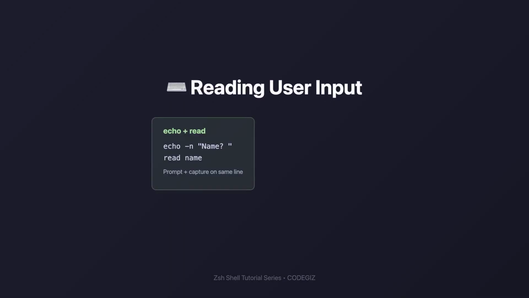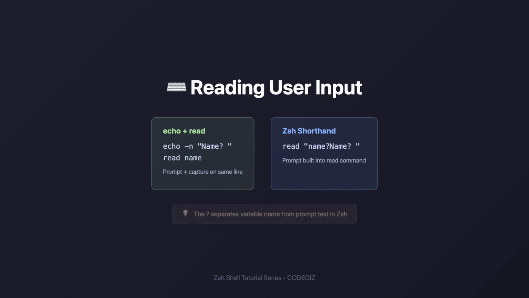The read command captures user input. Use echo -n with read to prompt on one line. ZSH has a shorthand with read and a question mark. The question mark separates variable from prompt.